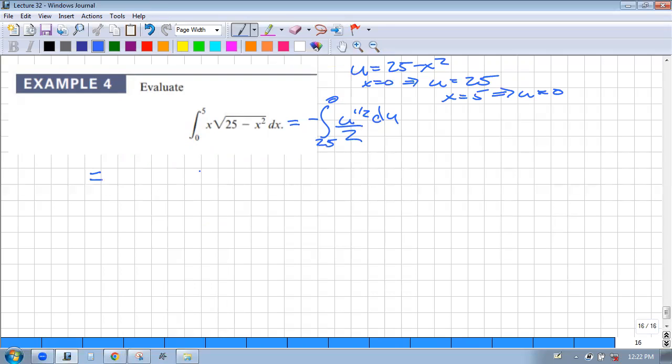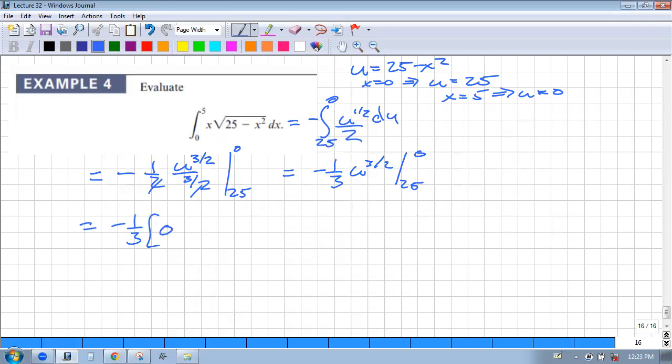You could say, okay, this is negative 1/2 u to the 3/2 over 3/2. This is negative 1/3 u to the 3/2. Oh, we're evaluating from 25 to 0. So I got a negative 1/3. Plug in 0, and then plug in 25. So this is just 0. So I got a negative. Negative makes a positive. 25 to the 3/2 we saw was 125.